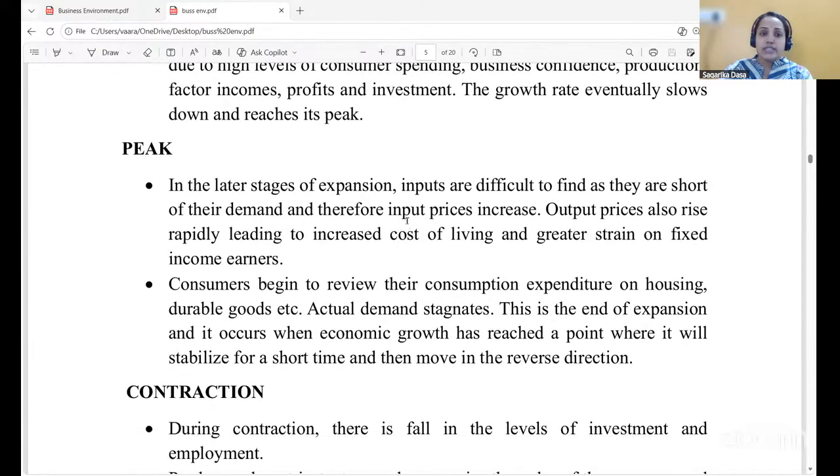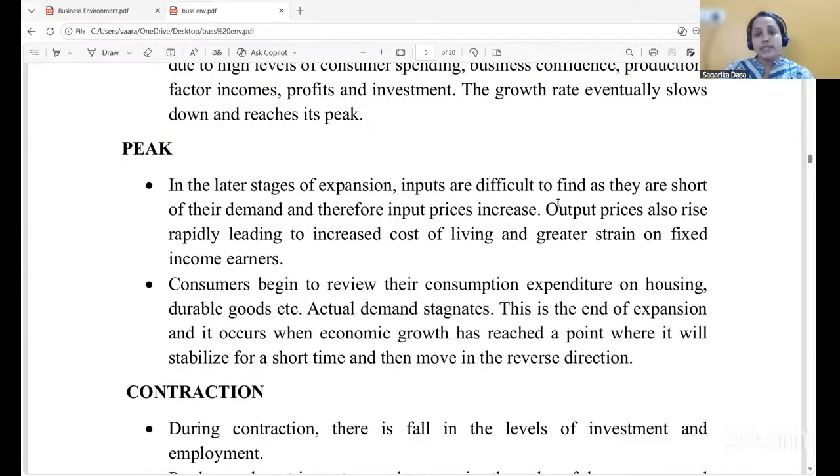The next stage is the peak stage. It is the later stage of expansion. After the expansion, we come to the highest stage, the peak stage, where inputs are difficult to find as they are short of demand, and therefore input prices increase, because we have reached a certain higher level where the input prices will increase because of the shortage of input resources.